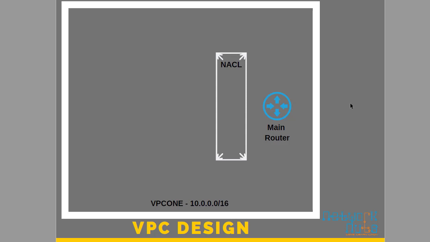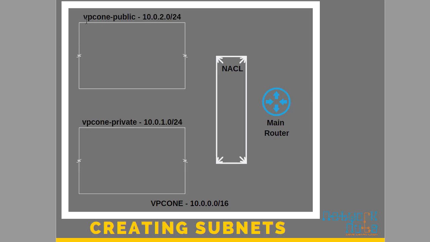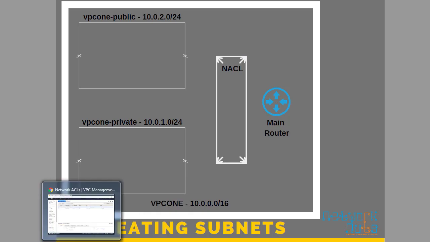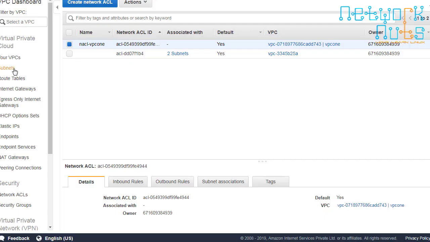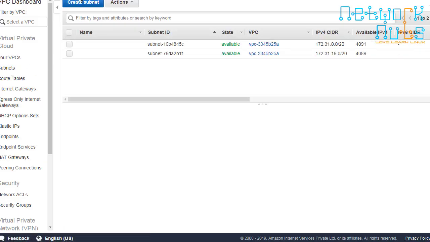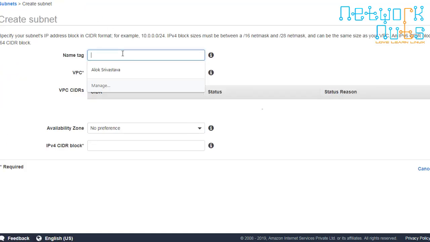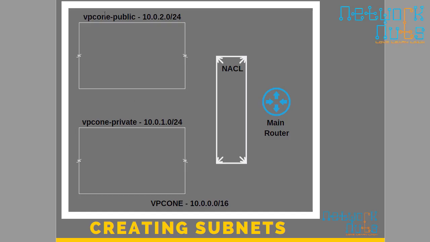Now, what next? I need to create subnets. When you create a subnet, that is a network. So I will be creating two subnets. One will be the range of 10.0.1.0 and the other will be the range of 10.0.2.0. So how do I do it? I go here, I go to subnets, create subnet. What was the name? I call it VPC1 public and VPC1 private. Okay, so let me first create private.